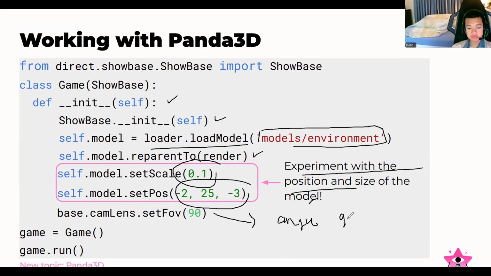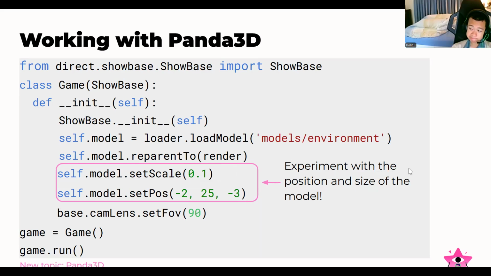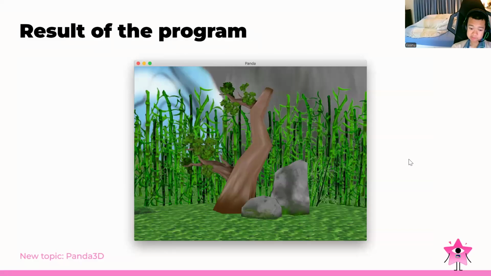90 means 90 degrees. And then for this one, the scaling, and for the pose, which is the X, Y, and Z for the position of the model. Maybe we can run it, and you can see what it looks like. So the result now looks like this when we set it like this. As you can see, now we can see better. We not only see the roots, but we are also able to see the tree and the stone and so on.